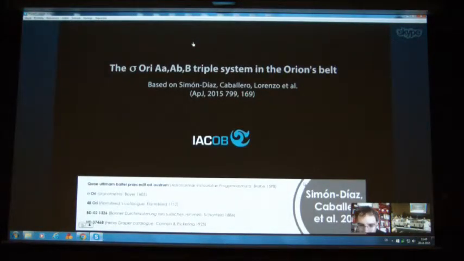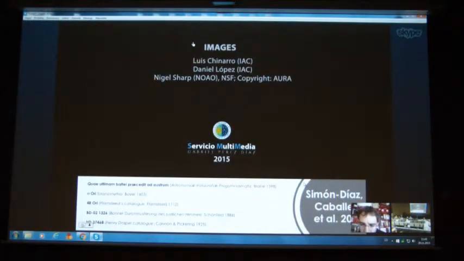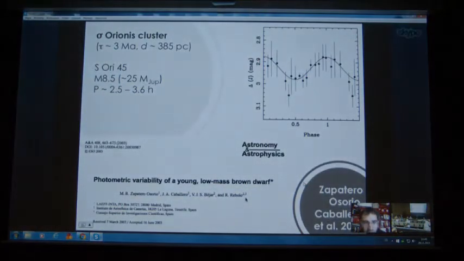but it is something of the order of 20 solar masses, the most massive one 8 solar masses, the one of Sigma Orionis E. But what if we go to the other side of the mass? 25 Jupiter masses was the mass, or is the mass, of S Ori 45. S Ori 45 is a brown dwarf in the Sigma Orionis cluster, spectral type M8.5. With 3 megayears old, it corresponds to such a very low mass.